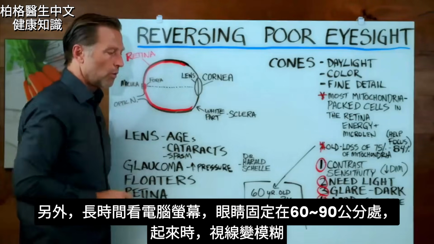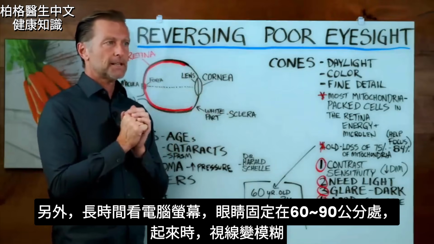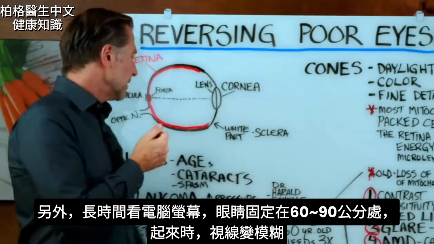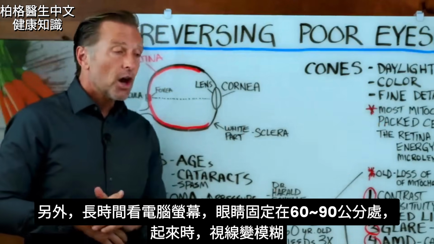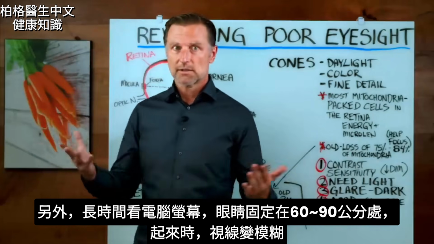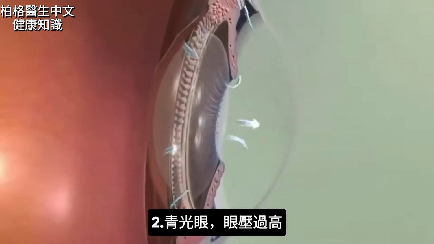And then also, when you are looking at your computer screen, you're fixated in a certain position, maybe 2 or 3 feet away from you, for long periods of time. And so now when you get up to look at things, boy, everything is blurred. And then there's a condition called glaucoma, which we have a lot of pressure in the eye.